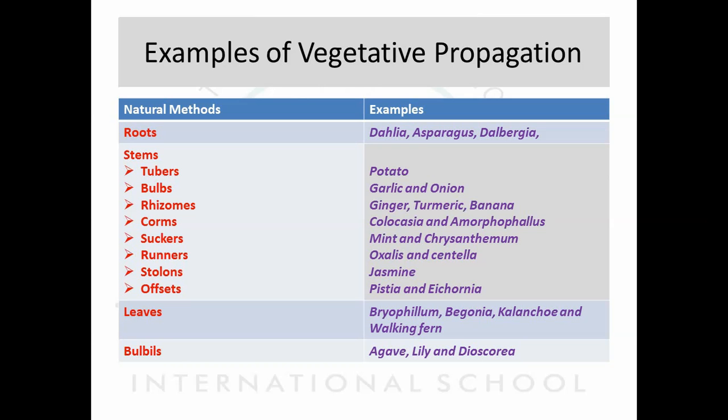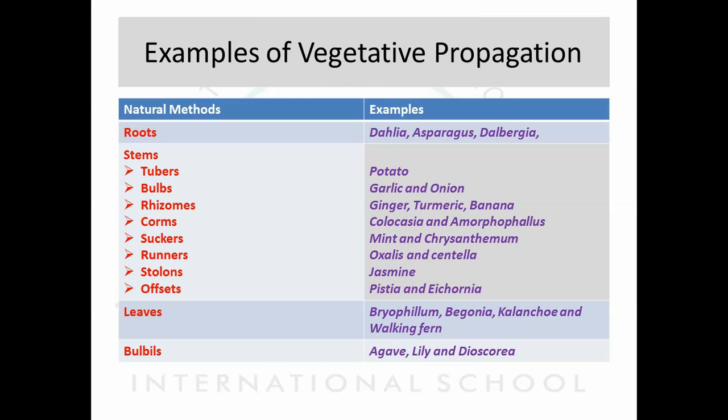Now one more thing, bulbils. In agave, lily and dioscorea, which are specialized plants, bulbils are special kinds of structures that develop on the plant body and help to develop a new plant body. So these are the different examples of vegetative propagation, which are considered natural methods, meaning without any artificial conditions, they grow naturally.